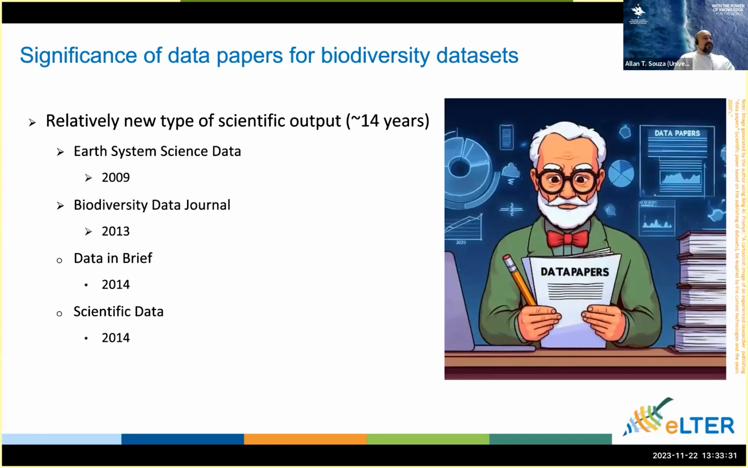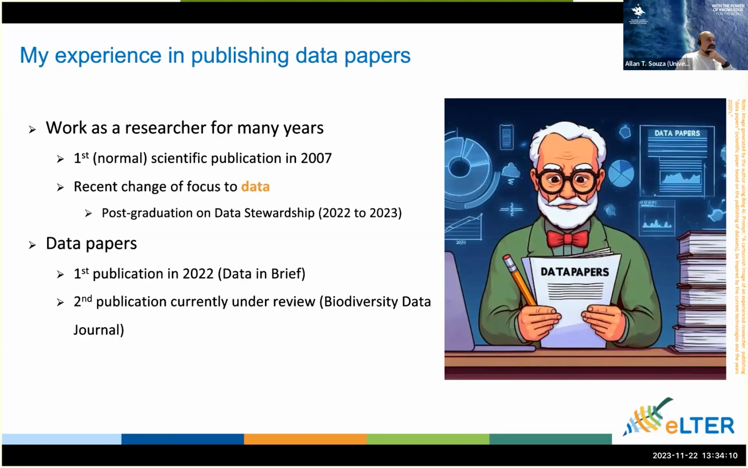Even though we are talking about this subject, this is a relatively new type of scientific output, at least in environmental sciences. I selected four data paper journals, and the oldest publication that exists dates to 2009. So we are dealing with 14 years of existence of these data papers, and most of them started in the last decade. So we are now maybe in the phase of maturation of this type of scientific output.